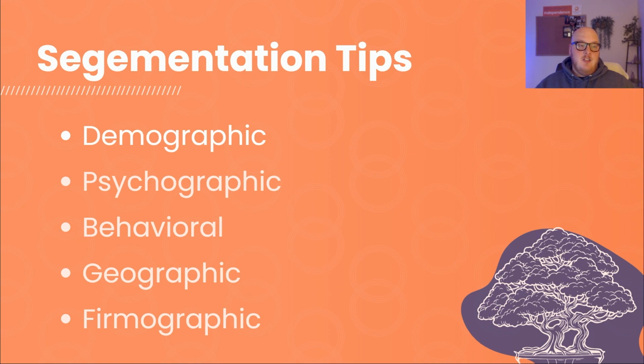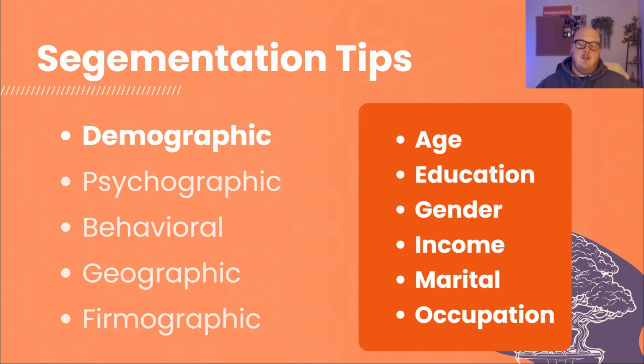So, segmentation tips. We're going to dive into the five really key areas, the different segmentations that you can look at. And these are all just good starting points. The first off is demographics. These are your really basic age, education, gender, income, marital status, occupation. So like what job do they have, how old are they, what type of education do they have?